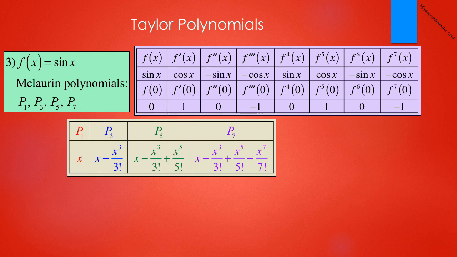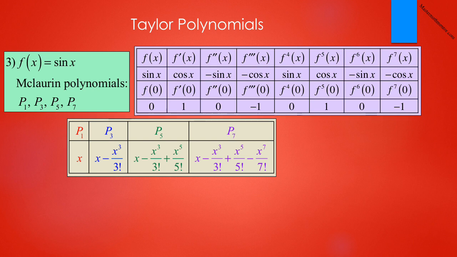P2 will have its second degree term with a coefficient of 0, which means we do not need it. So there is no P2. We switched immediately to P3, and now we get x minus the coefficient, which will be negative 1 over 3 factorial x to the third. There is no P4 term, and therefore P5 will be x minus x cubed over 3 factorial plus x to the fifth over 5 factorial.